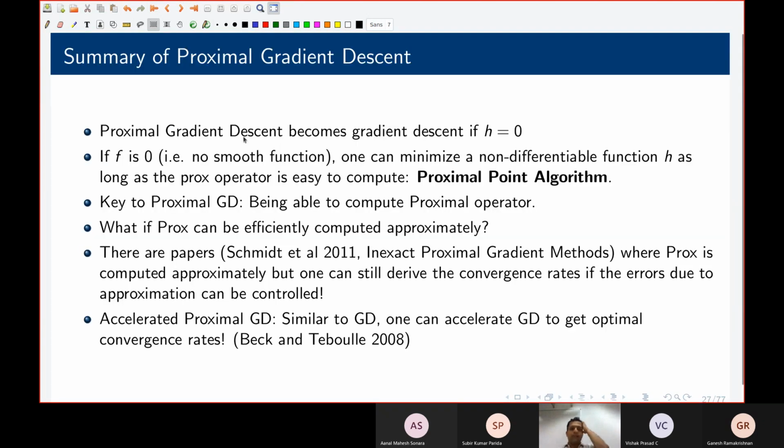Okay, so this is the overall summary. And proximal gradient descent becomes gradient descent if that second h, or we call it C, becomes 0.